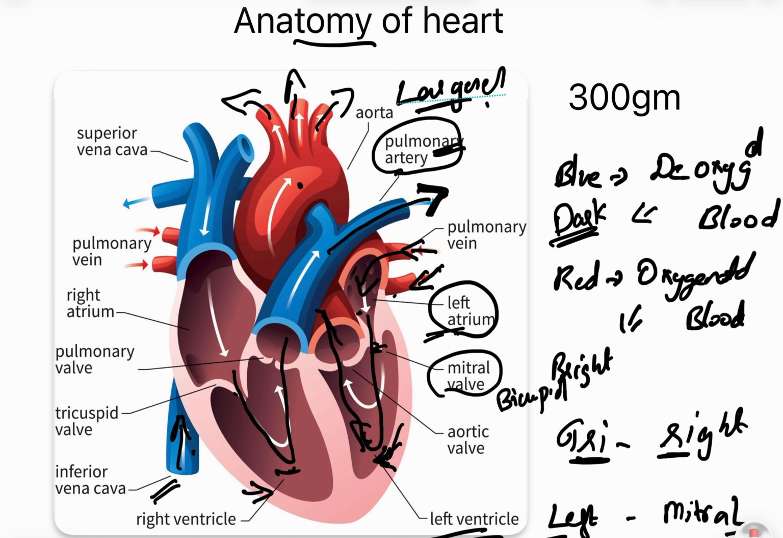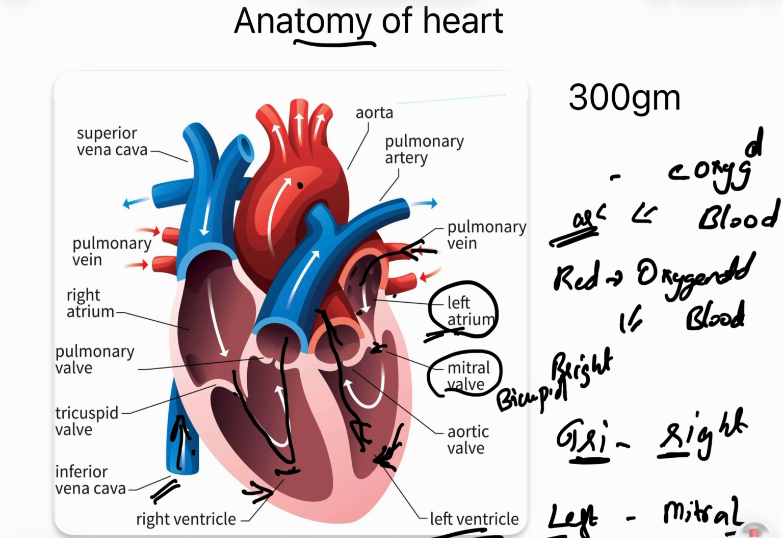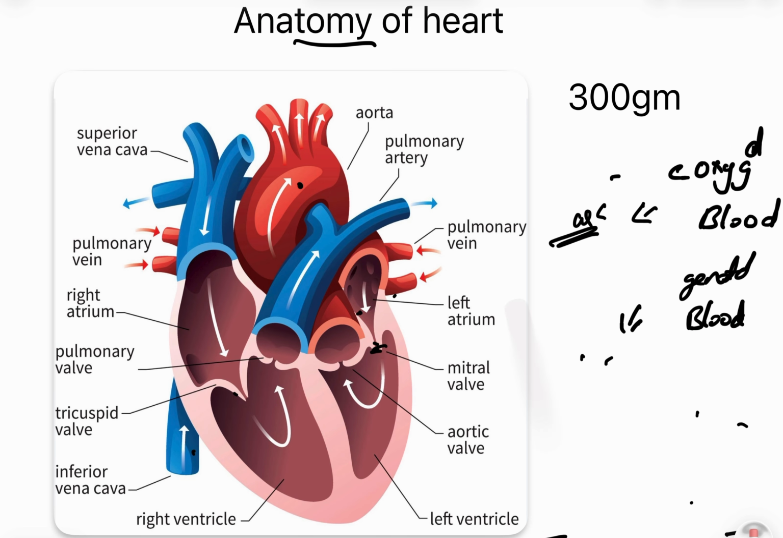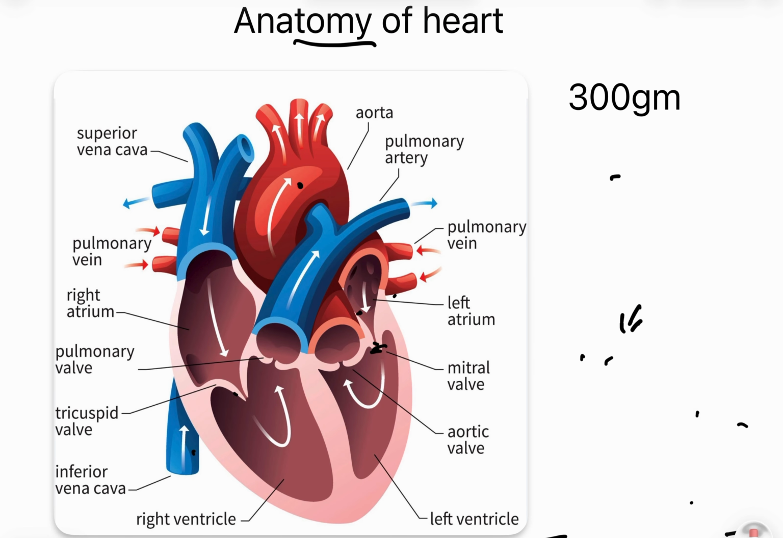Okay, so the inferior and superior vena cava collect deoxygenated blood from different parts of the body, and this blood reaches the right atrium. Once the tricuspid valve opens, I said once the tricuspid valve opens. So when is the tricuspid valve opening? We all know our heart beats lub dub, lub dub. Lub is the first sound and dub is the second sound.